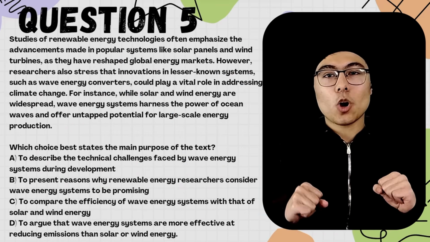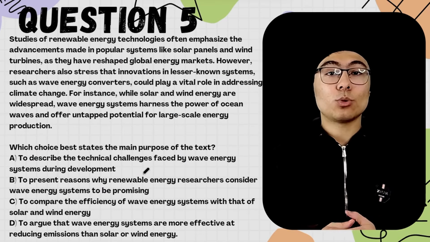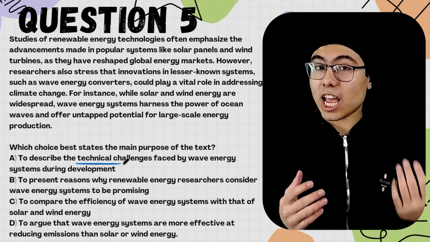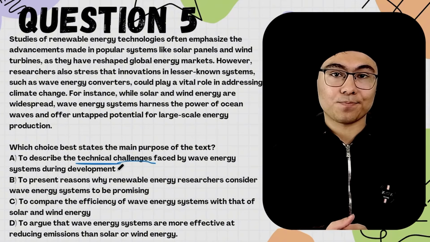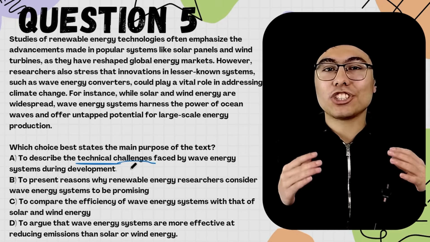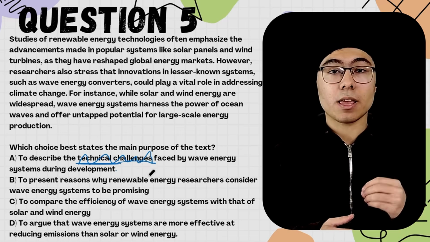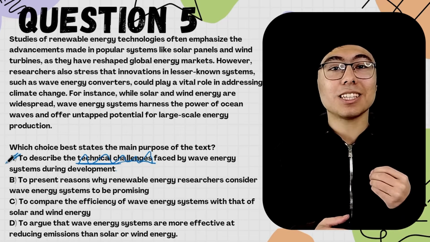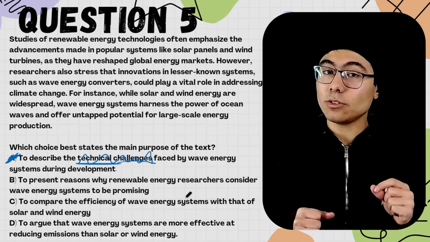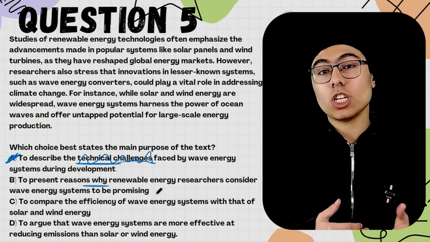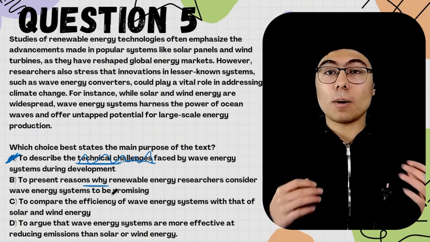Now let's go through all 4 answer choices. Choice A, to describe the technological challenges faced by wave energy systems during development. Nope, the passage never talks about problems or struggles. If this were a boxing match, this option wouldn't even be in the ring. So we can eliminate this choice. Choice B, to present reasons why renewable energy researchers consider wave energy systems to be promising.